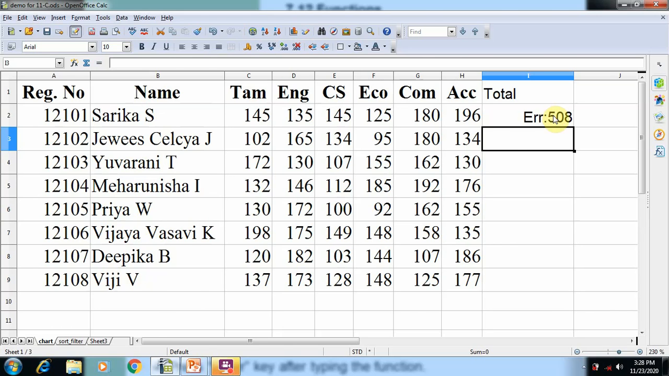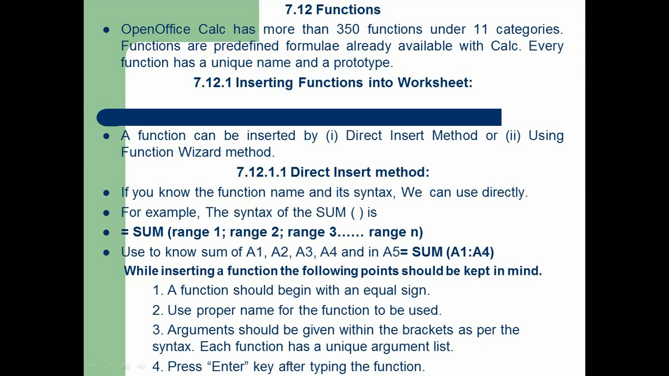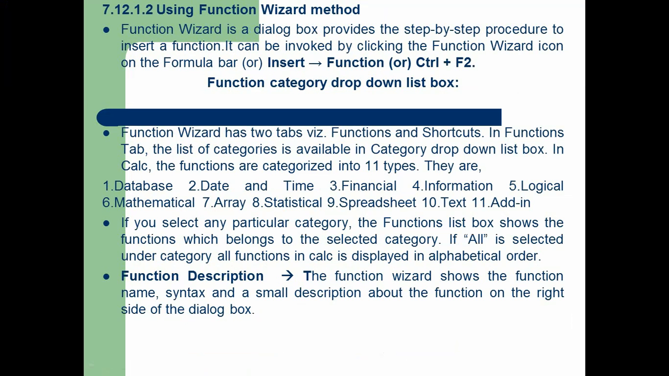Suppose you don't know the functions, since there are 350 functions in OpenOffice Calc, and you don't know how to use a function, then you can go to the second method, the function wizard method. A wizard is a series of questions asked by OpenOffice Calc through dialog boxes. When you provide the proper answers to those questions, you can automatically insert the function. The function wizard can be opened through two methods.